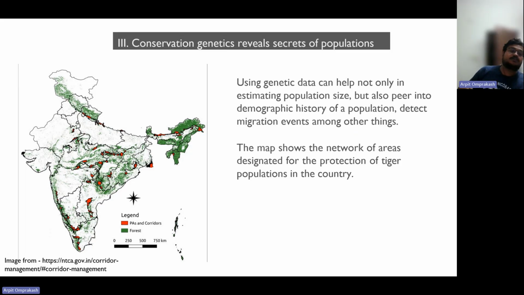So, for example, here they are showing, using genetic data, the network of areas. So basically for tigers, what is their demographic history? How connected are they and so on. And the map shows the areas that are designated for protection of tigers in the country, because these are corridors and forest areas where these tigers are roaming around or crossing from one population to another, or migrating, to maintain their gene pool.